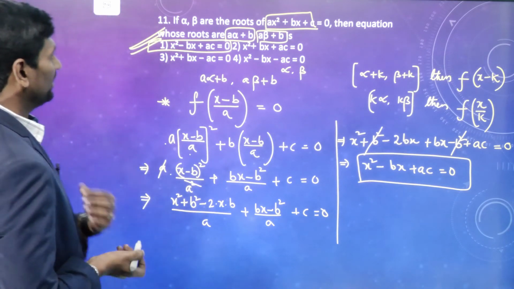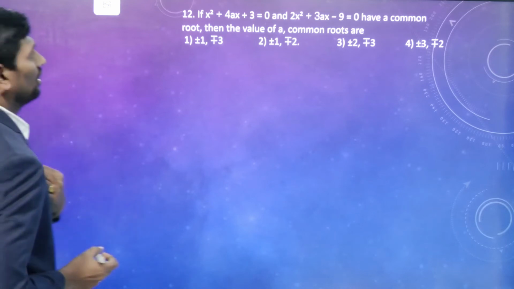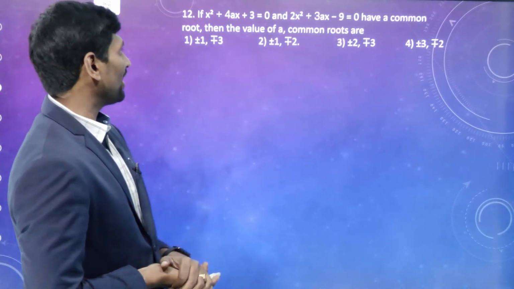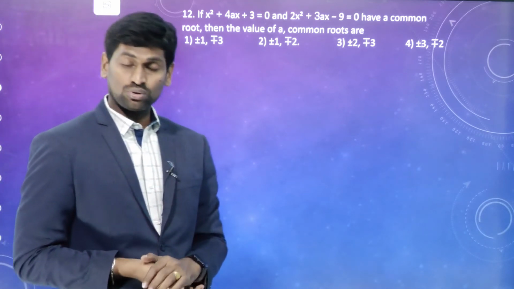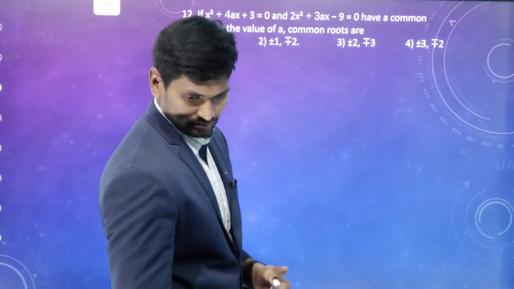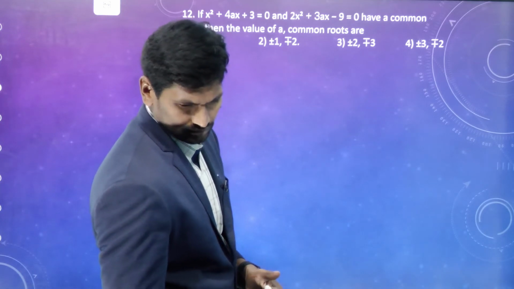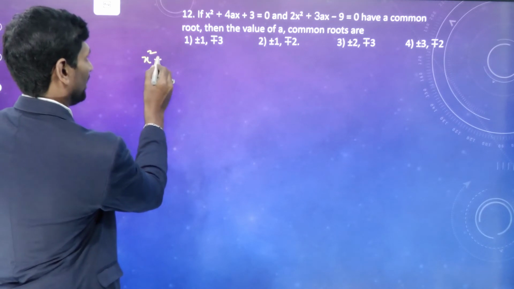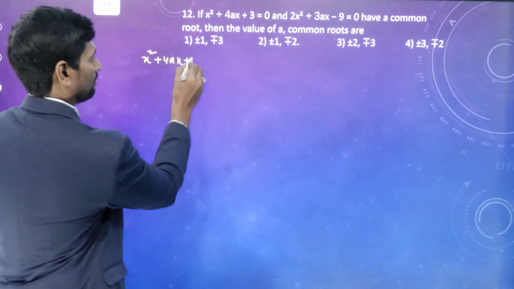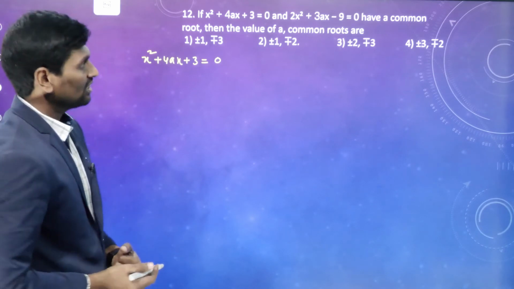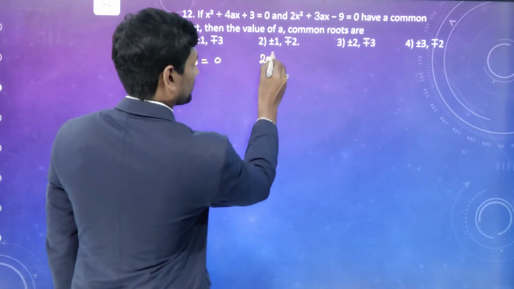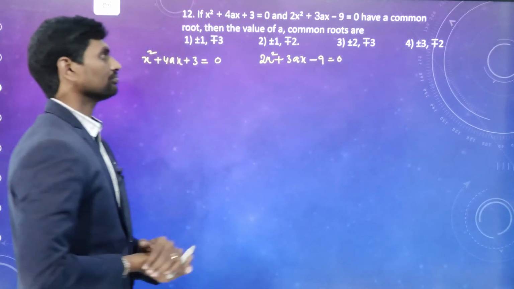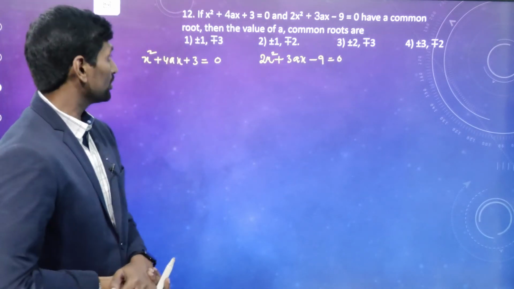Let us go to the next problem. If 2 equations have a common root, then find the value of a, and the common root also we should find. So what are the equations here? x square plus 4ax plus 3 equal to 0, one of the equations. And the second equation is 2x square plus 3ax minus 9 equals 0. They have a common root, it seems.